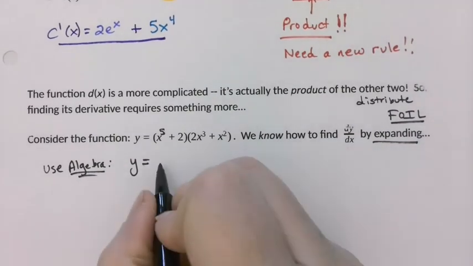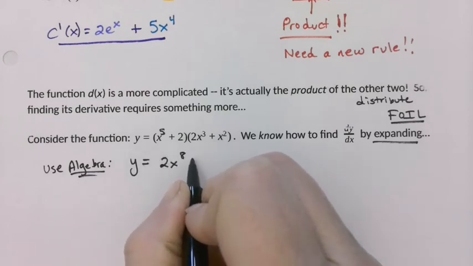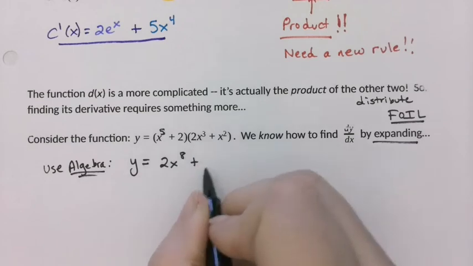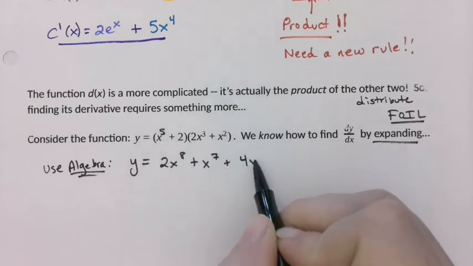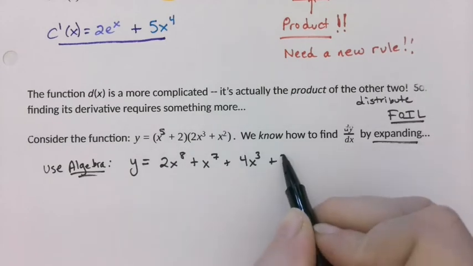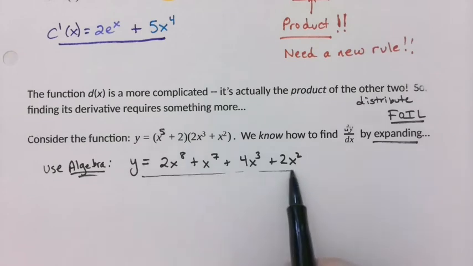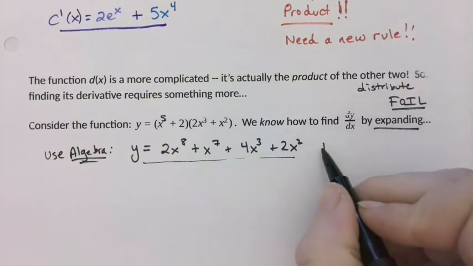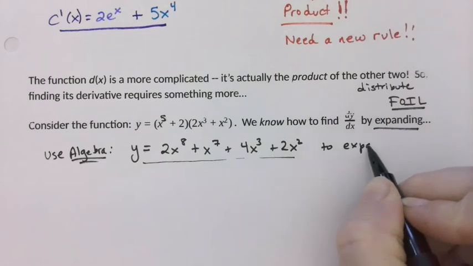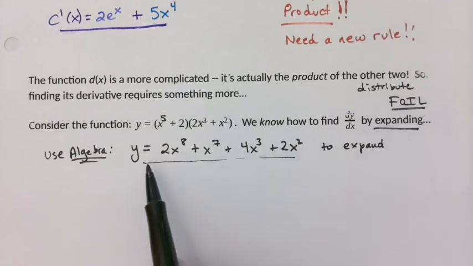Okay, so that would be 2x to the 8th plus, that's firsts, outers is x to the 7th, inners is 4x to the 3rd, and last is 2x squared. All right, so there is the same function, but expanded, right? So use algebra to expand. I haven't used any calculus yet. I haven't found a derivative. This is actually the same function. It's y.